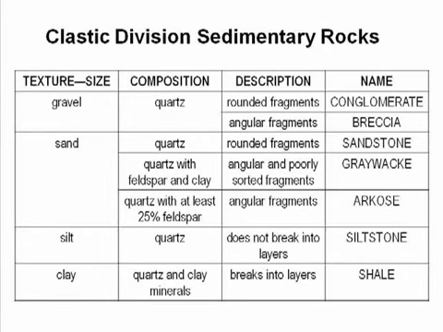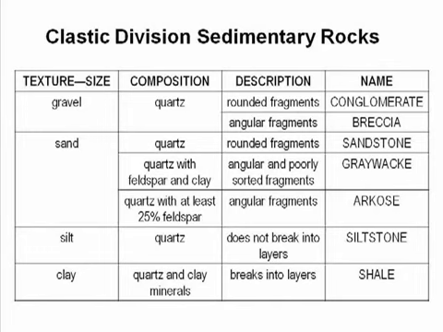Three contain sand-sized pieces: sandstone, arkose, and greywacke. Greywacke contains angular fragments, and arkose contains at least 25% feldspar. Fine-sized particles, or silt, compose siltstone that does not readily break into layers. Clay-sized or very fine particles make up shale that usually breaks into sheets.